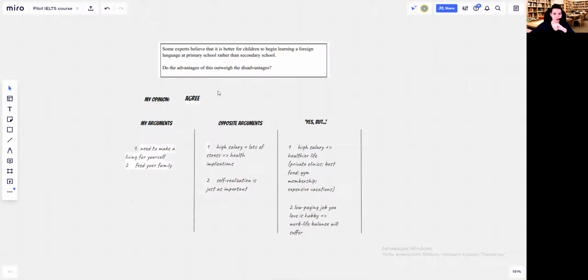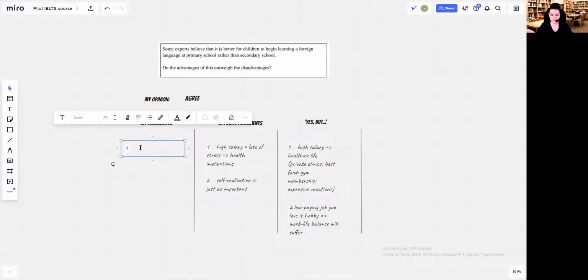So let's have a look. Why, first of all, do I think that advantages outweigh the drawbacks? Well, some of you had very good ideas. I'm going to steal some of those. Young children, I think. Young kids are just better at learning languages. That's just a fact, isn't it?